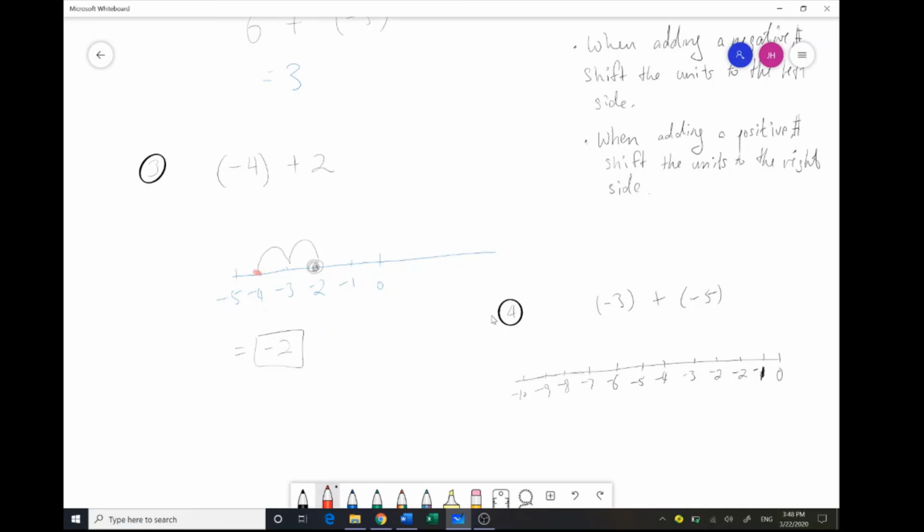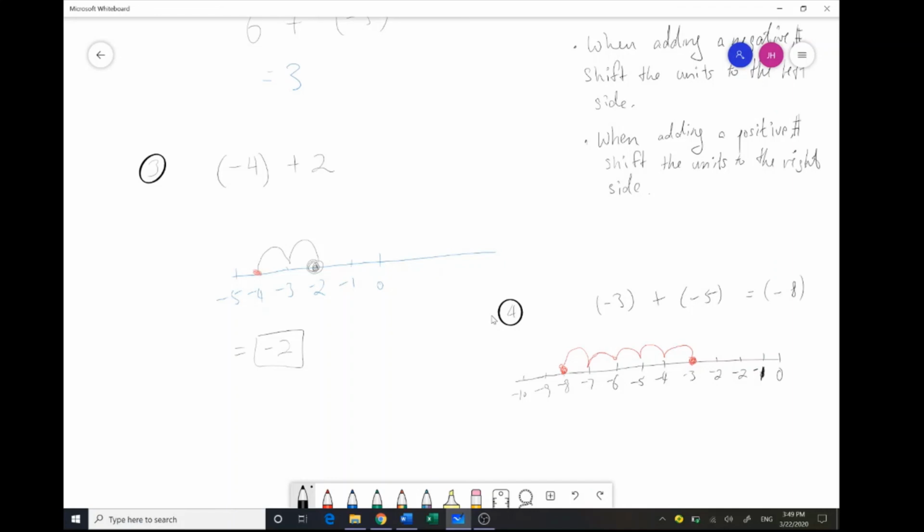Okay, our first number is -3. So -3 is right here. Now I'm adding a negative number, so I have to shift 5 units to the left. So 1, 2, 3, 4, and 5. So then I know that -3 plus -5 is equal to -8.